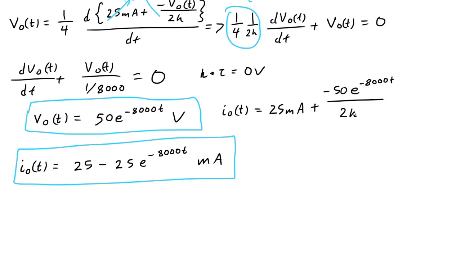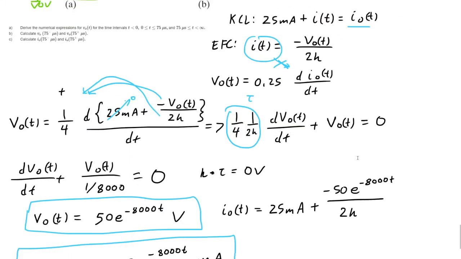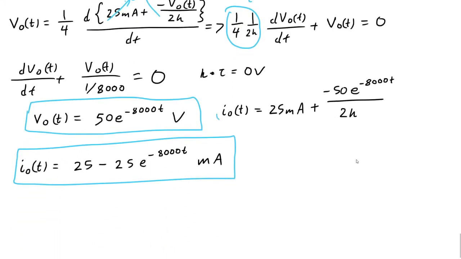Okay. So that is the current and voltage for this whole thing. If this current pulse remained constant, that's how it would end up being, but it doesn't. So these two are defined for the interval 0 less than t less than 75 microseconds. So now we're going to consider it after.